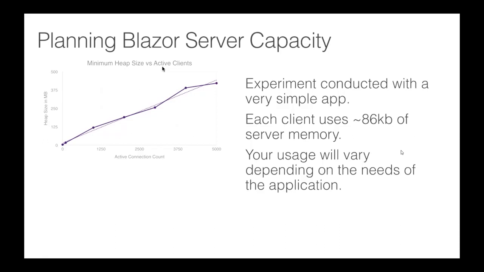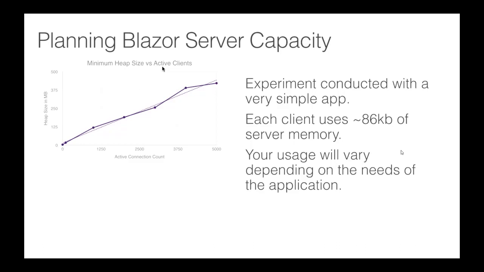So as you're thinking about capacity and scaling and size of your Blazor app, think about the number of clients you need to support. How many users do you expect to have at a time? What's the max? What's the average? And also think about what kind of data you're going to manipulate in your app. What kind of things are going to be in memory? What kind of things are you going to access in the app? Does everybody need to load 1 megabyte of data into a data table? Plan for that. Add that to that 86 kilobyte number. Your usage is going to vary pretty dramatically based on the needs of the application.